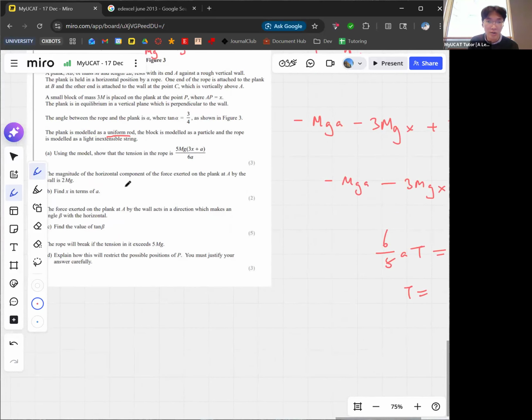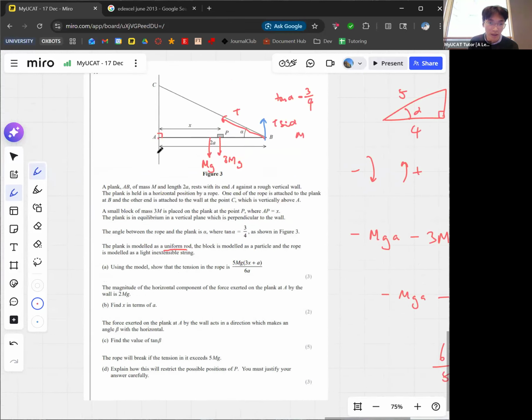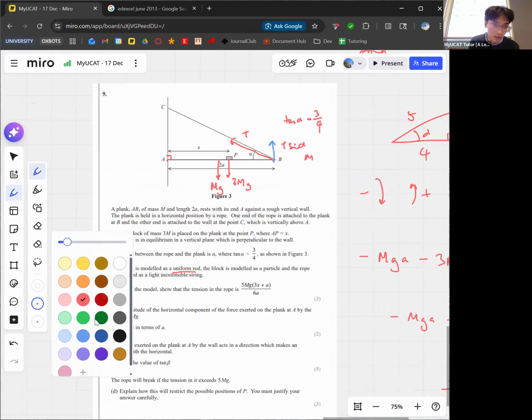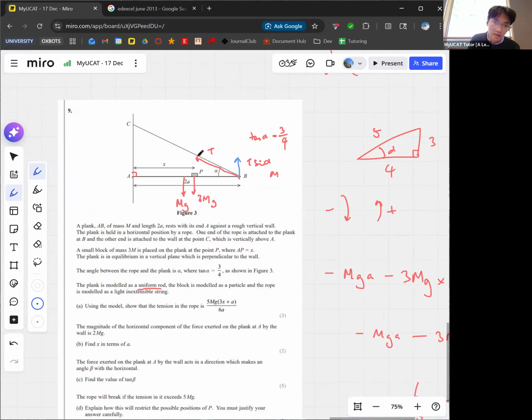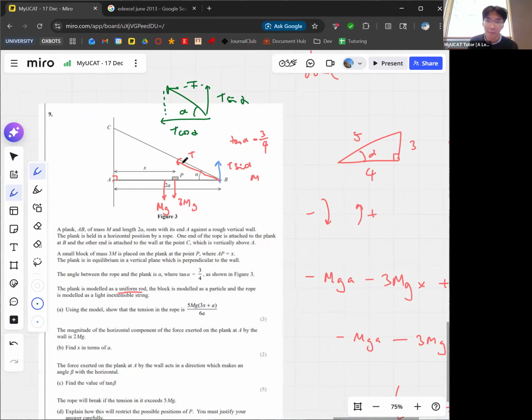The magnitude of the horizontal component of the force exerted on the plank at A is 2mg. So let's write that down. T sine alpha is because if this is T, this is broken down. If this is T, then this is the angle alpha. Then this is T sine alpha, and this is T cos alpha. Like that. It's general trig, right?